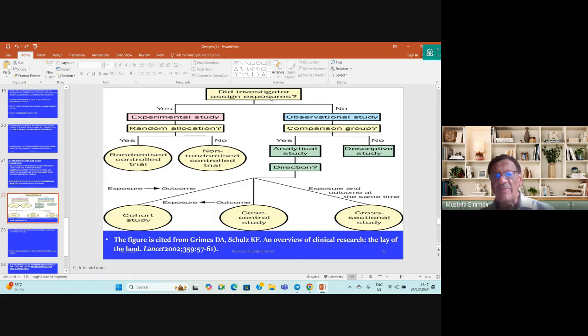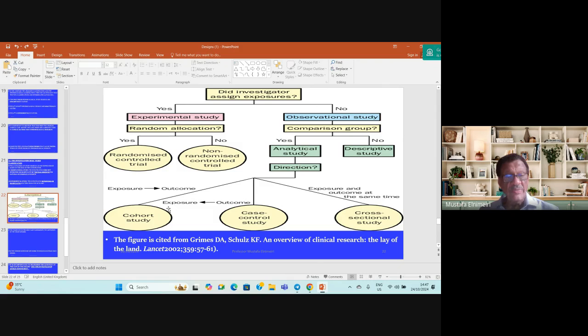On the other side, if the answer to the question, did the investigator assign exposure, is no, then this is an observational study, in the sense that the investigator did not intervene or manipulate. And then you look whether there is any comparing group or comparison group. If yes, then this is an analytical study. If no, this is a descriptive study. And then after that, you check for the direction of the study. If the investigator started with cases and controls, and then looks back to find the exposure, starting with the outcome, which is the disease, and then looking for the exposure in the past, this is case control.